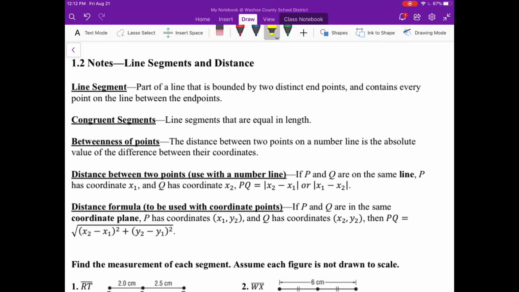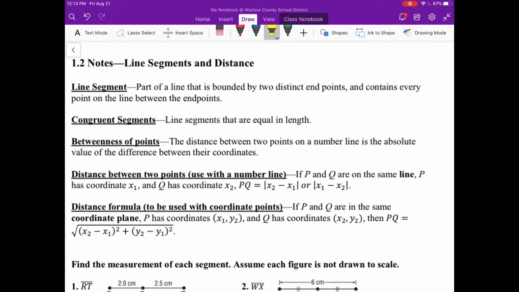All right, in this video, we're going to talk about line segments and distance. A line segment, which we talked about in notes 1.1, is part of a line. It has a beginning and an end, so you can find the distance of a line segment, whereas you can't find the distance of a line because a line goes on forever.